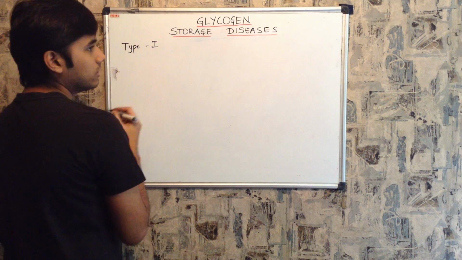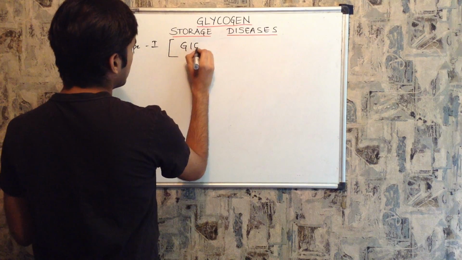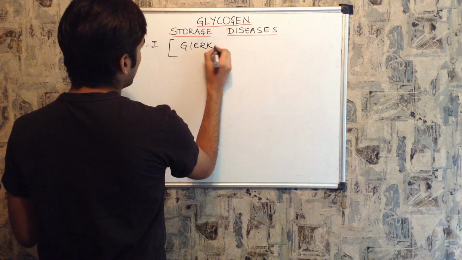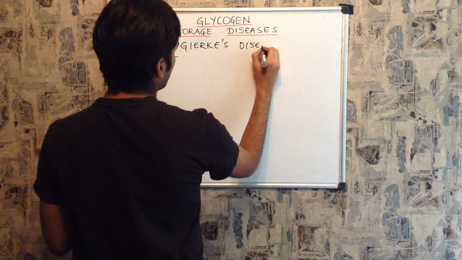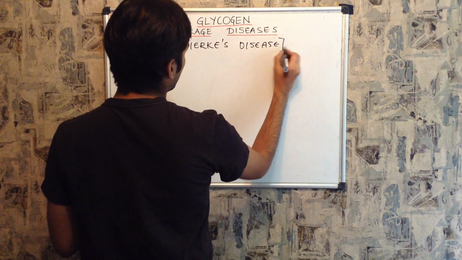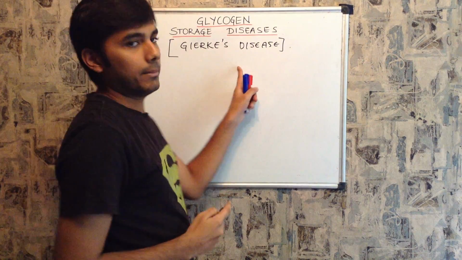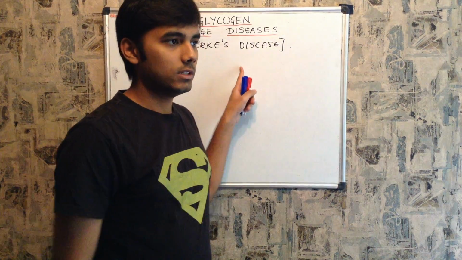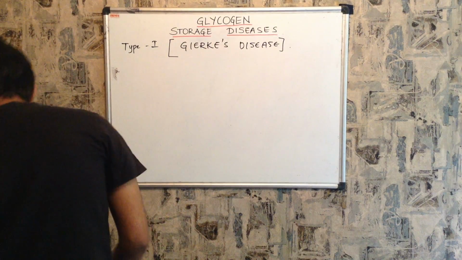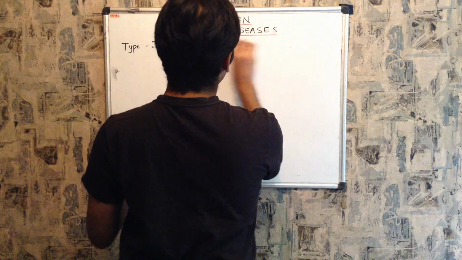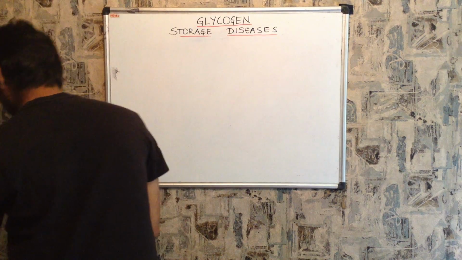Type 1 glycogen storage disease, which we also call Gierke's disease. This disease is very important because there are many pathologies related to it. We will discuss each of the pathologies now. So first of all, this disease occurs by the deficiency of the enzyme glucose 6 phosphatase.